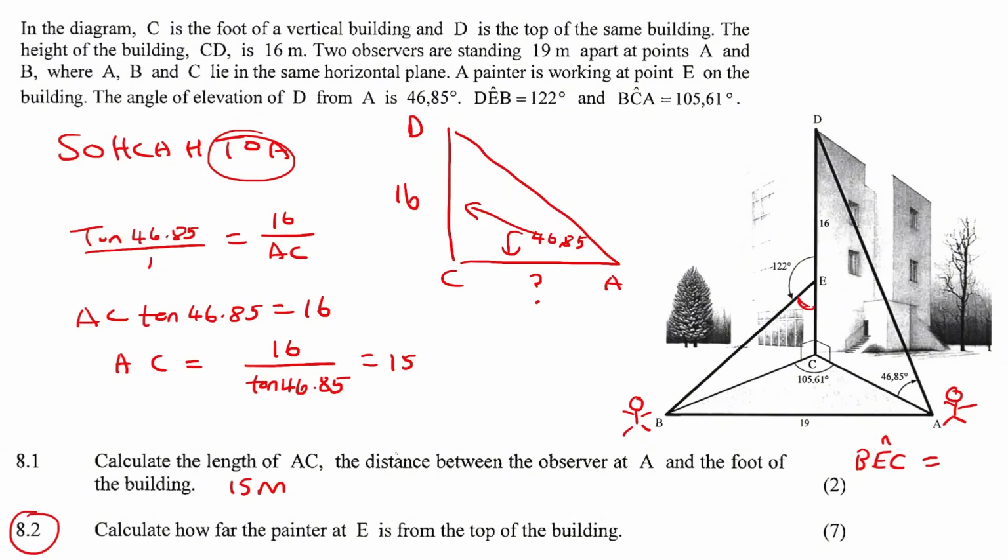That's going to be equal to 180 minus 122, and that's just because of angles on a straight line, and that's going to be 58 degrees. Okay, so we now have that as 58.